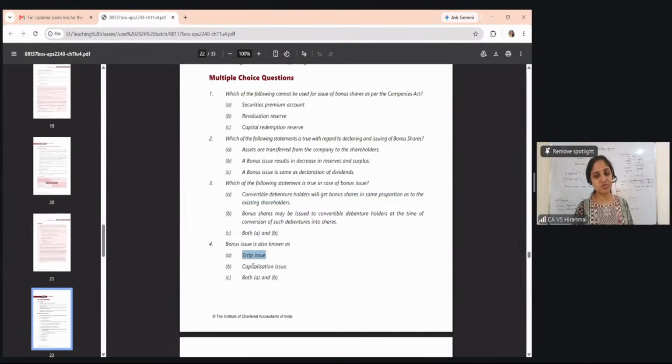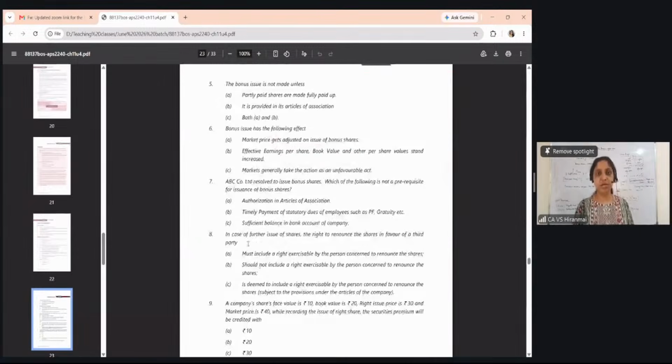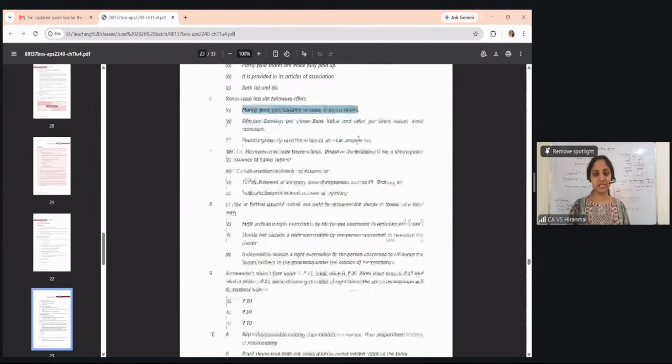Bonus issue is called scrip issue, capitalization issue, both A and B. Yes, correct. Bonus issue is not made until partly paid shares are made fully paid up. Yes. Provided in the articles of association. Yes. These are the conditions. After both conditions are fulfilled, only then can I do the bonus issue. Then bonus issue has the following effect. Market price gets adjusted on the issue of the bonus. Yes, this is the right answer. Effective earnings per share, book value and other per share values stand increased. No, earnings per share decreases. Markets generally take the action as an unfavorable act. It is not unfavorable, the markets don't take it so, but they will think on the various things that can be impacted. So here 6A is the option.